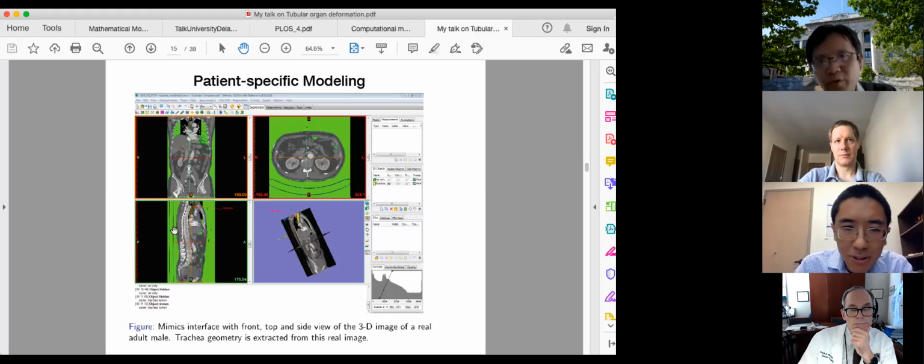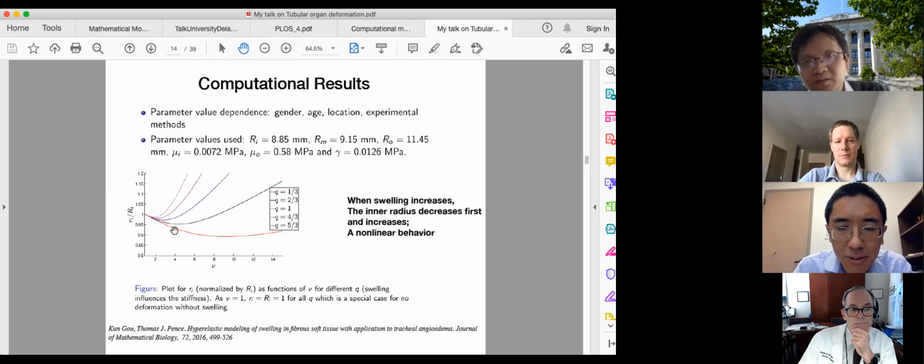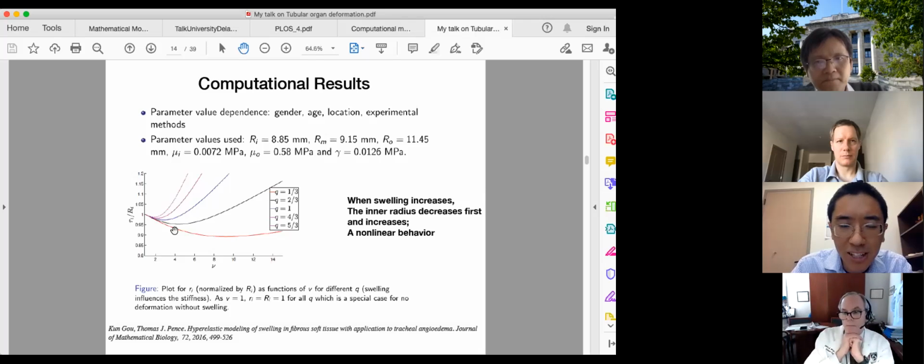Follow-up question: is there a way to know which value of Q is closer to reality? No, not now. But we know that if there is swelling, the tissue stiffness can change. But there is no known relation for how the tissue changes. So we just use a model, with a parameter Q to model the change in stiffness. So maybe if there are experimental data to compare with, you can find out which Q makes more sense. Yes, that's a good idea.